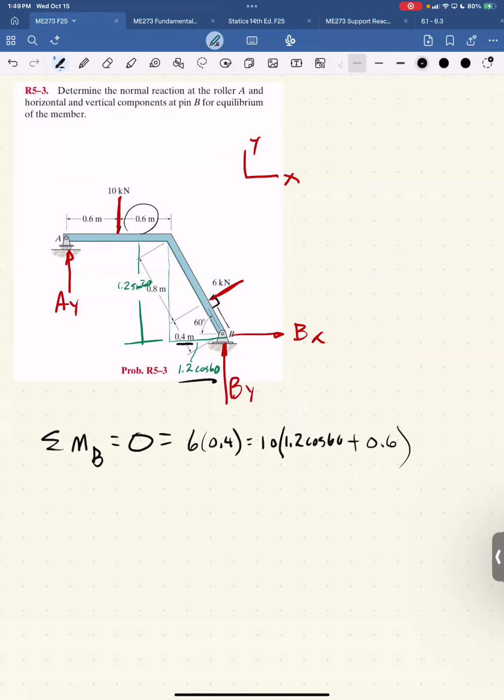Now we have AY. It wants to go counterclockwise, keep getting that backwards. So it's a negative moment, so minus A. And its perpendicular distance is 1.2 cosine of 60 plus these two, 1.2, right? So it's minus A times 1.2 cosine 60 plus 1.2. We can solve this for A. That's AY. AY is 8 kilonewtons.